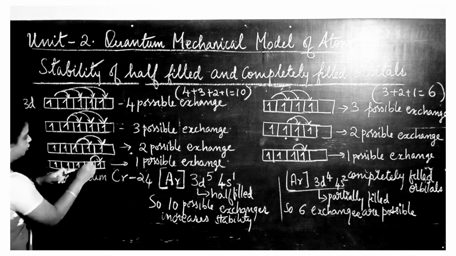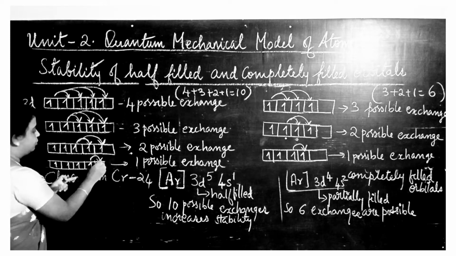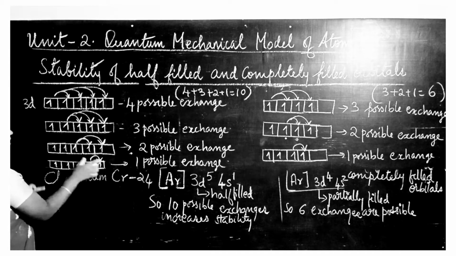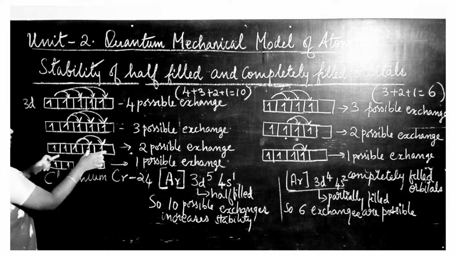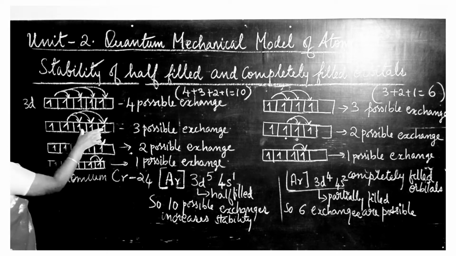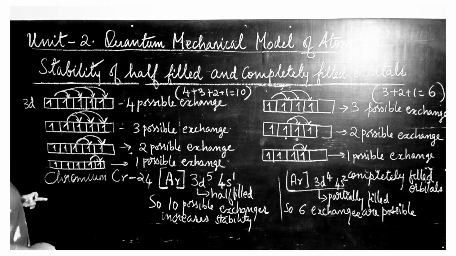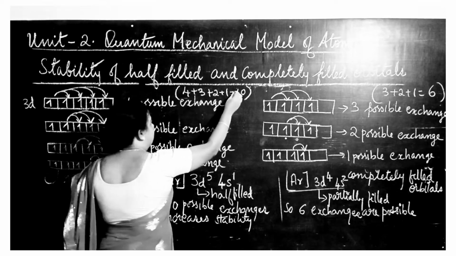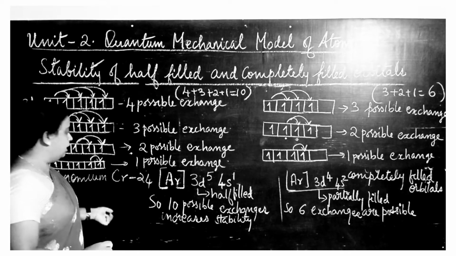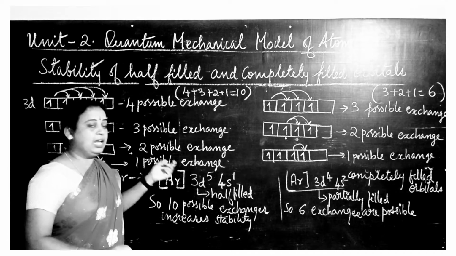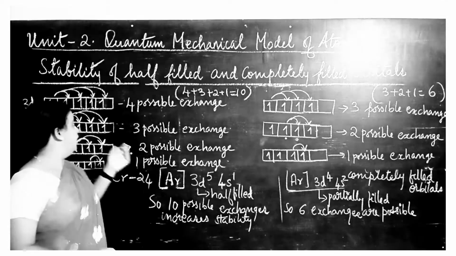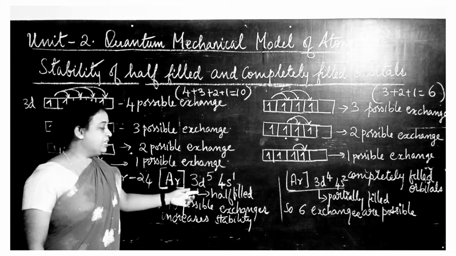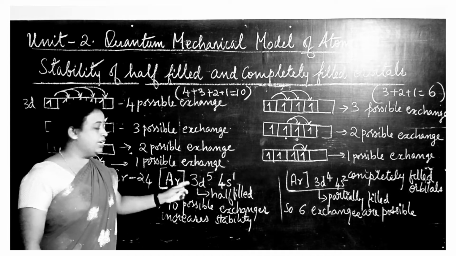Whereas here the fourth electron can exchange only its position towards the right side. Only here it can exchange. So that's why only 1 possible exchange. For the third electron, 2 possible exchanges, for the second electron, 3 possible exchanges, and for the first electron, 4 possible exchanges. So when you sum up all these possible exchanges, 4 plus 3 plus 2 plus 1, that is equal to 10. So in chromium, the 3d5 orbital electrons have the same spin, and the 3d5 orbital is half filled, so electrons can exchange their positions.